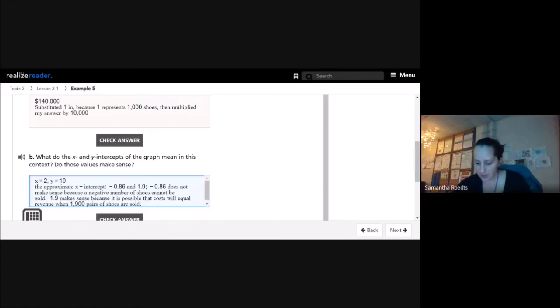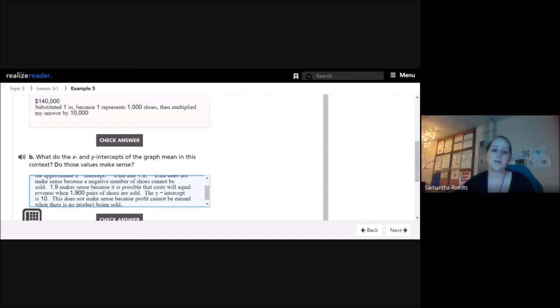The y-intercept is 10. This does not make sense, because profit cannot be earned when there is no product being sold. That x value is zero, which would mean the highest profit comes if you don't sell any shoes. Well, if you're not selling any shoes, you can't make a profit.